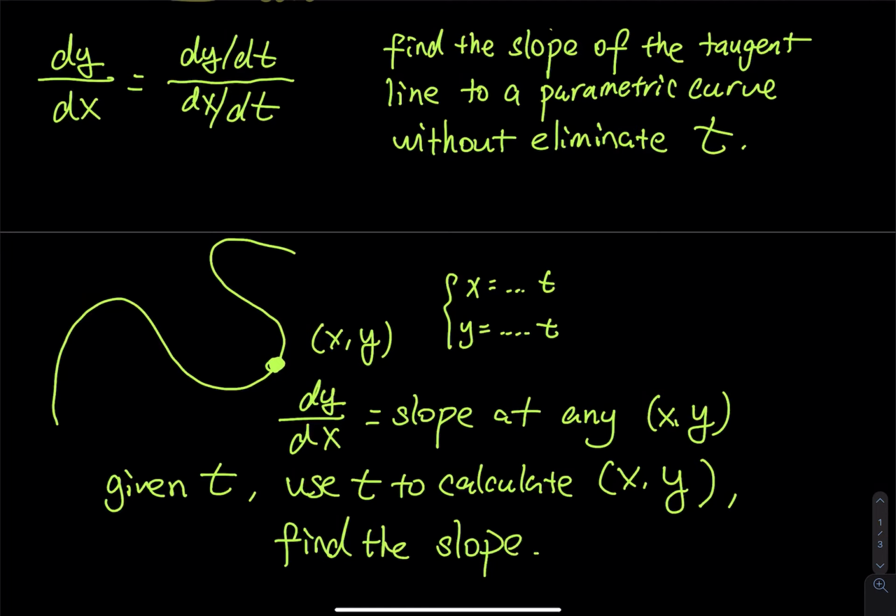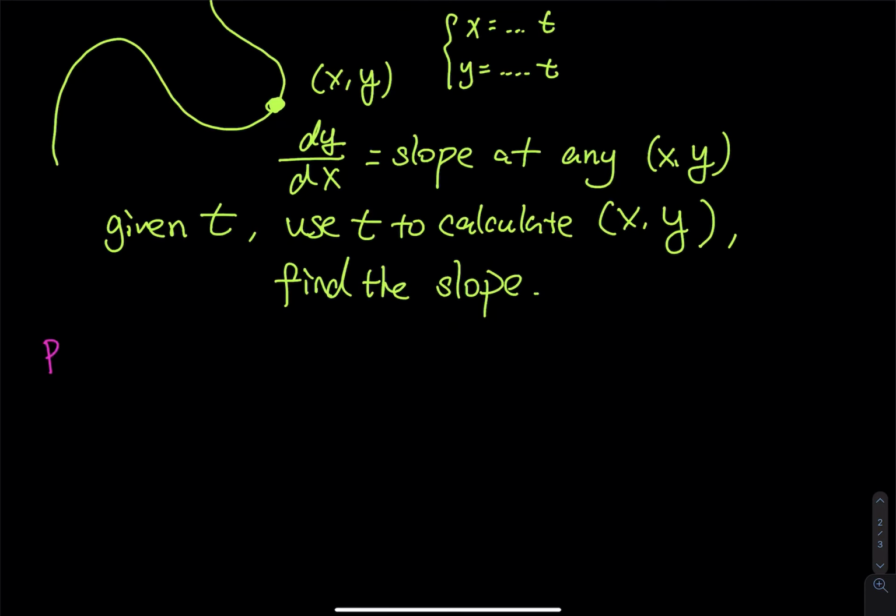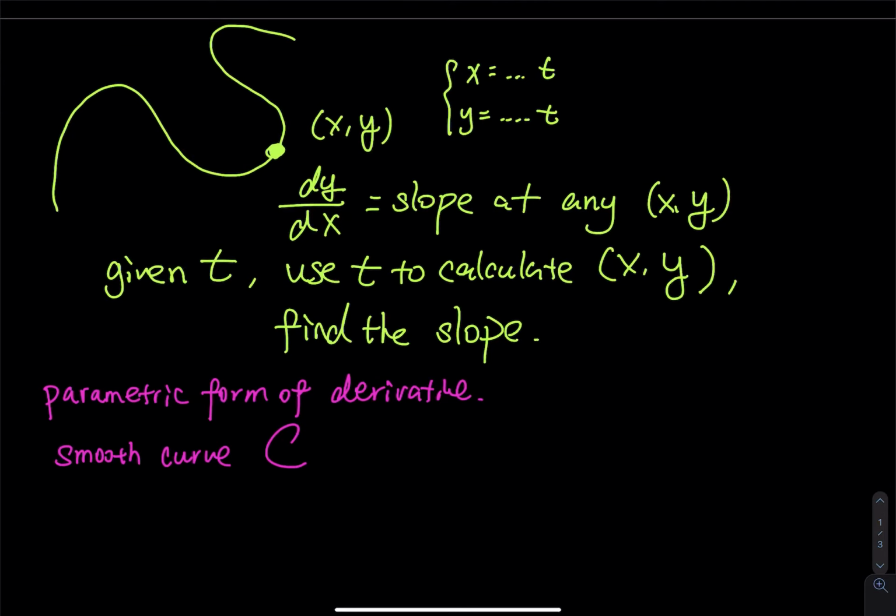So what is this called? This has a name. So this is called the parametric form of the derivative. So for the parametric form of derivative, I'm going to put that right here. So we have a smooth curve C. We stand for big C, so that is the curve right there. So we have a parametric equation. X is equal to f of t. Y is equal to some function of t, right? We call that g of t, just two different functions.